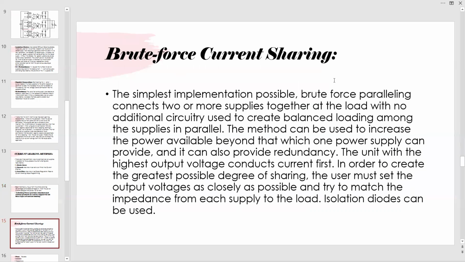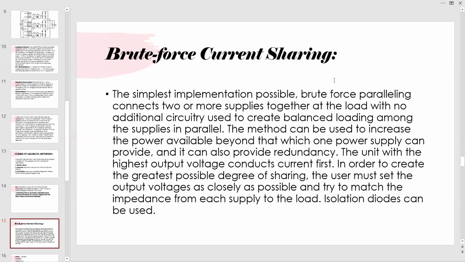sharing. Brute force current sharing. The simplest implementation possible. Brute force paralleling connects two or more supplies together at the load with no additional circuitry used to create balanced loading among the supplies in parallel.